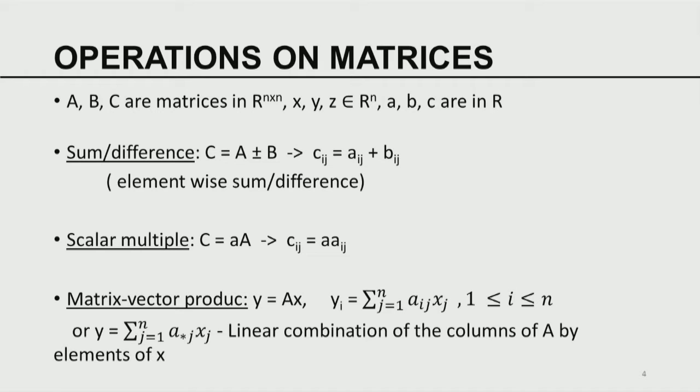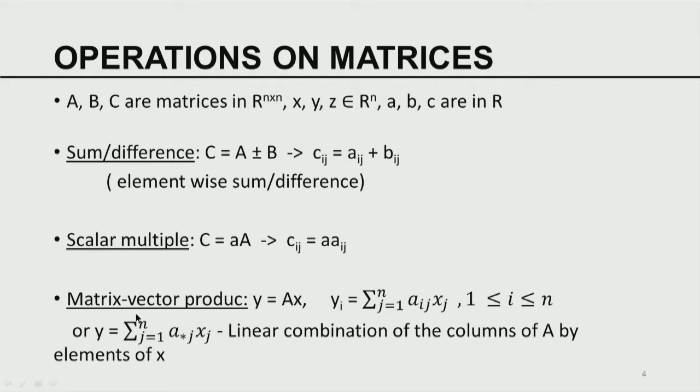The sum and difference of matrices is a matrix. So C is the matrix which is the sum of A plus B. C is the matrix which is the difference of A minus B. These are called element-wise sum and element-wise difference. If A is a matrix and a is a scalar, I can define B to be a times A. That is called scalar multiplication of a matrix. You multiply each element of the matrix A by the scalar a.